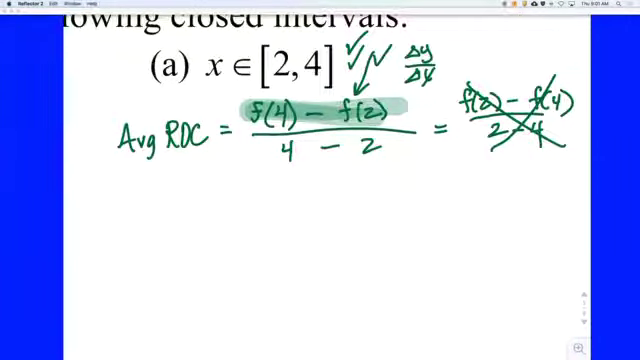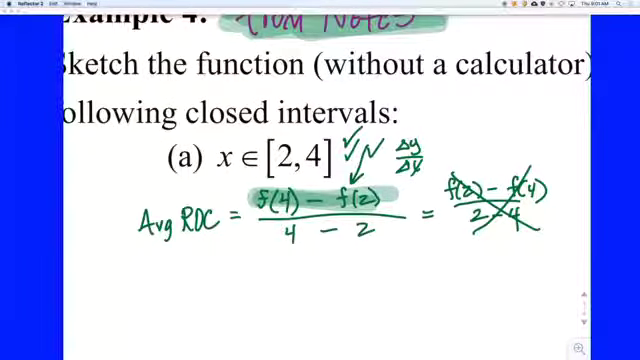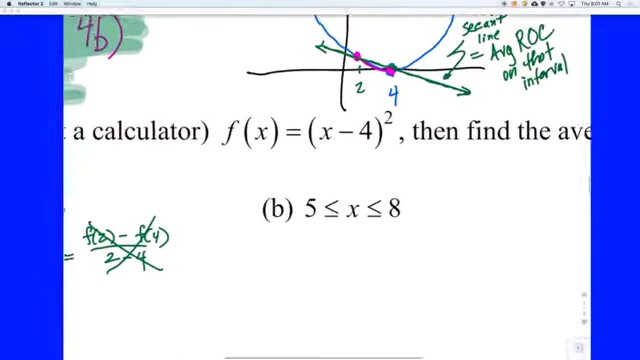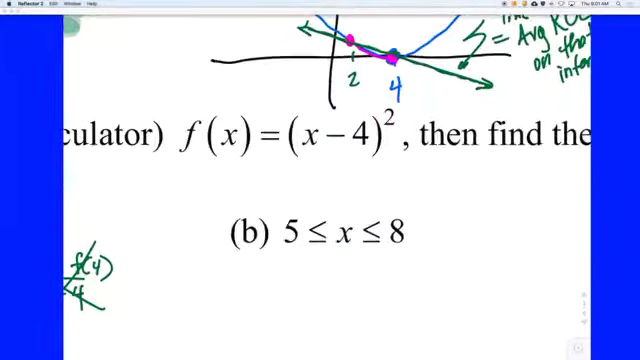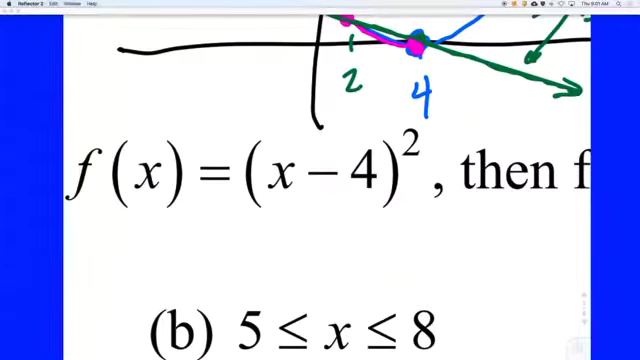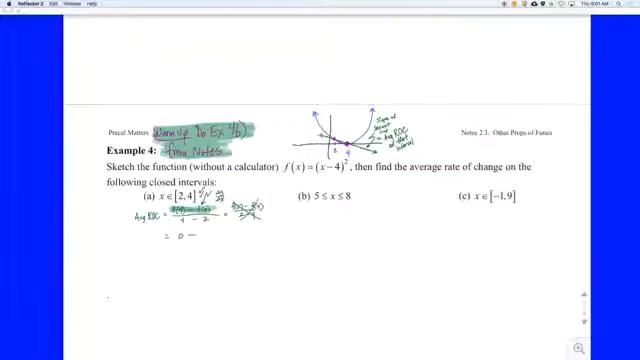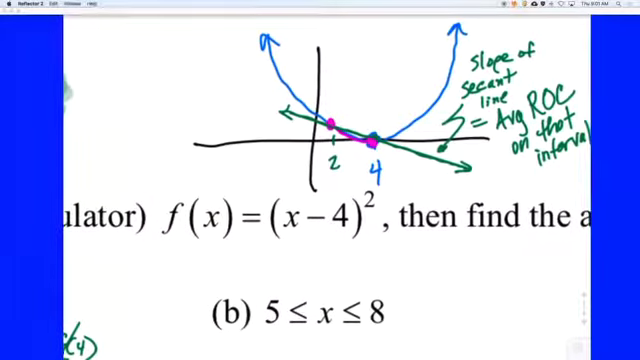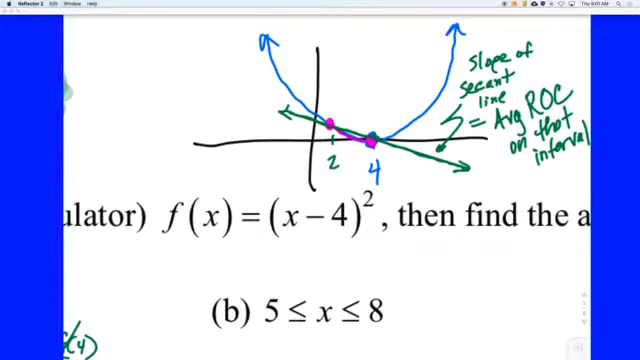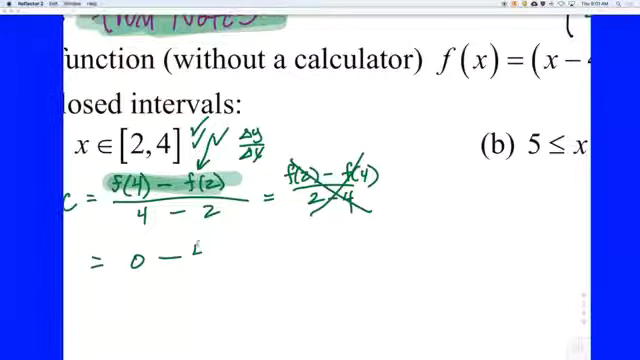So now that we have it set up, how do we find f of 4 and f of 2? Yeah, plug it into the equation. There it is. What is f of 4? What do you get when you plug in 4? You get 4 minus 4 is 0. 0 squared is 0. Okay, now f of 2, when you plug in a 2, 2 minus 4 is negative 2. Negative 2 squared, positive 4. So we get 0 minus 4 all over 4 minus 2.